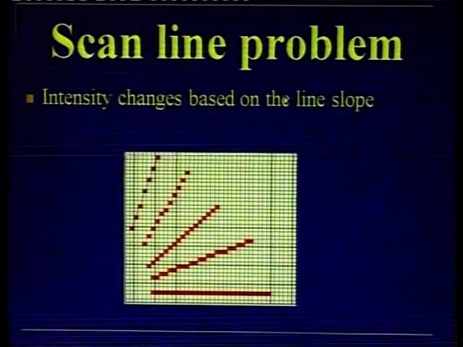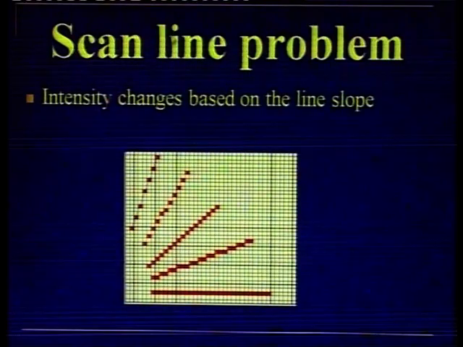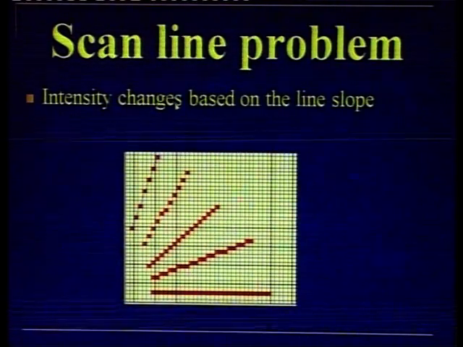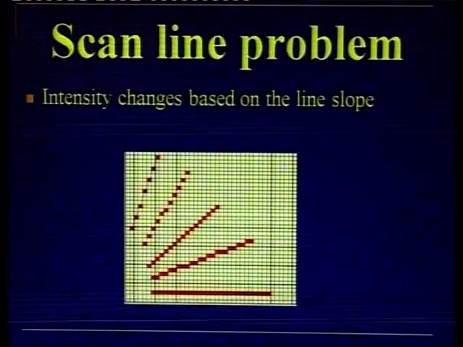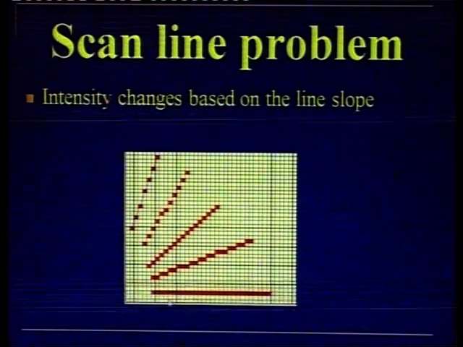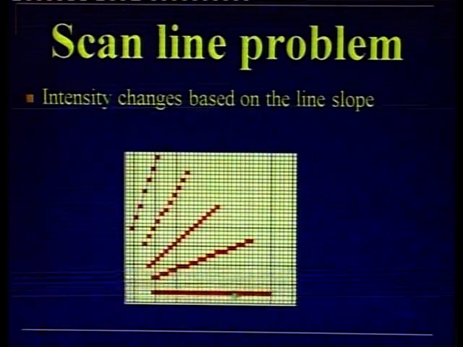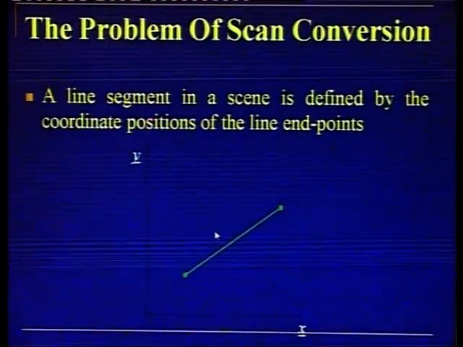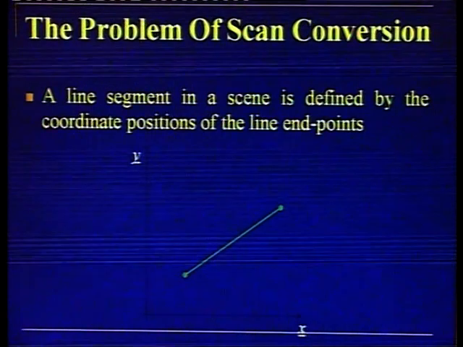Intensity changes: scanline algorithms have a problem, that is, intensity changes based on the line slope. If a line slope is 0, then the intensity will be like this, a continuous constant intensity. As the line slope changes to the upper side, the intensity of the line will be blurred, changing like this.